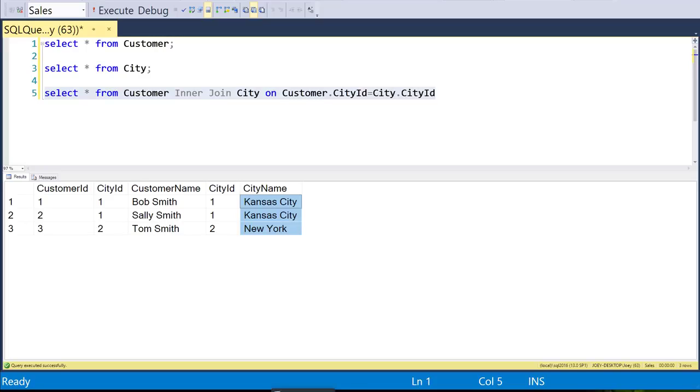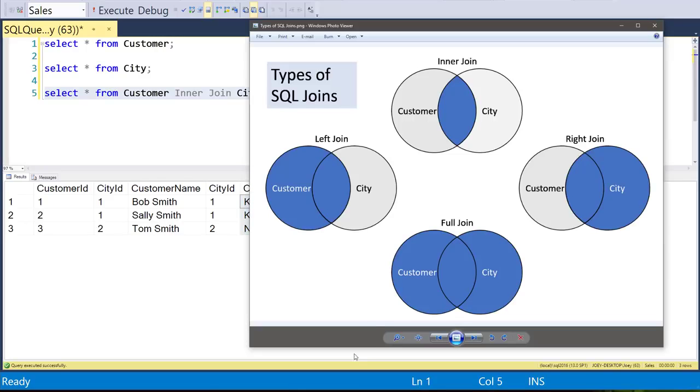So the second type of join that I want to talk about, because the inner join is one of the ones you'll use the most, the next most you'll use is the left join. And so the left join, what we have is we want everything from one table, the left table.